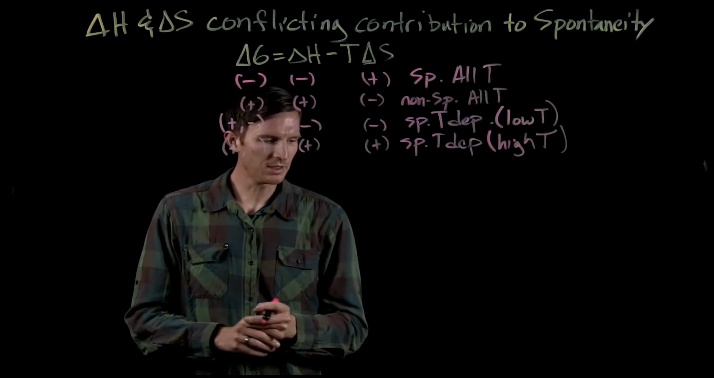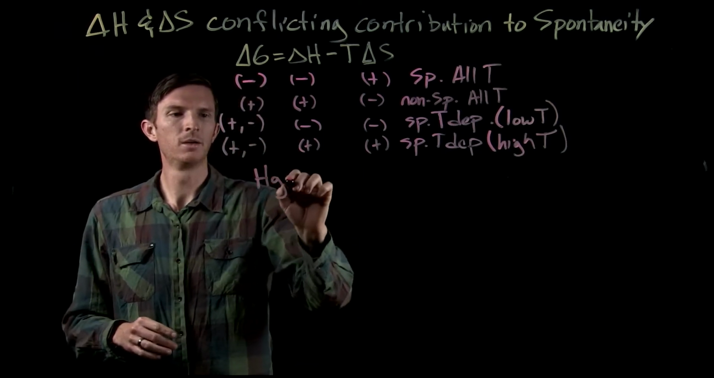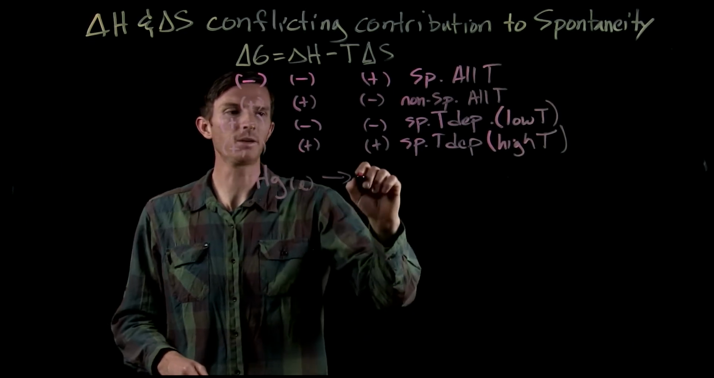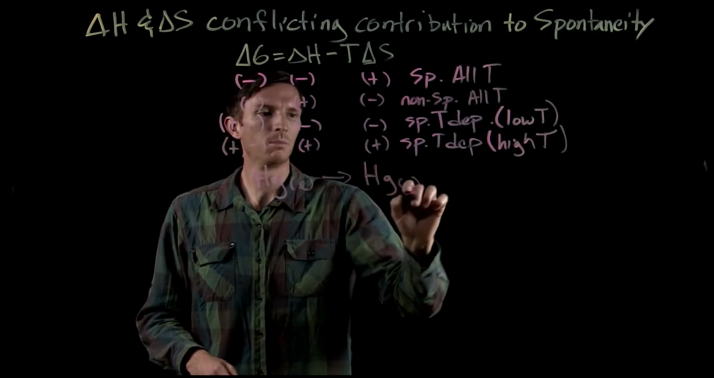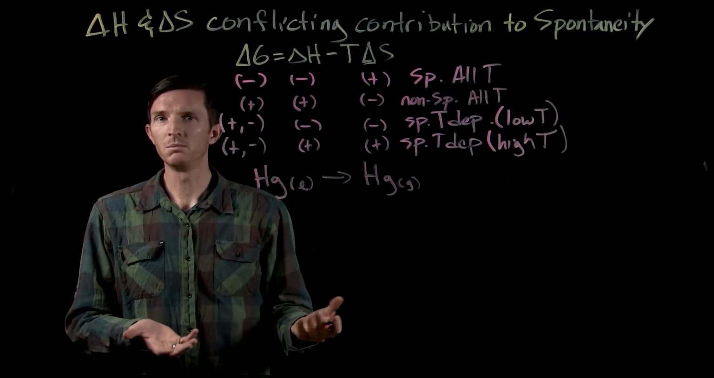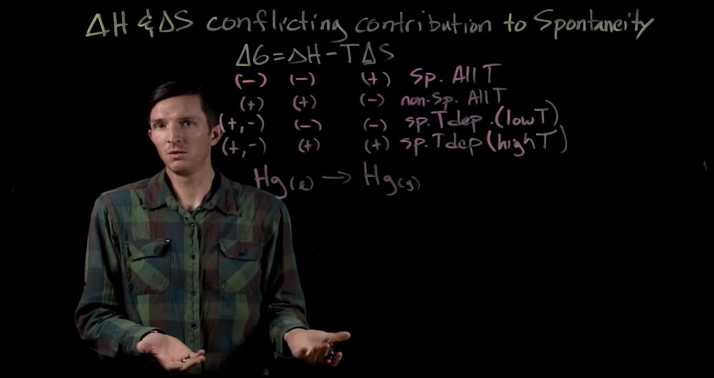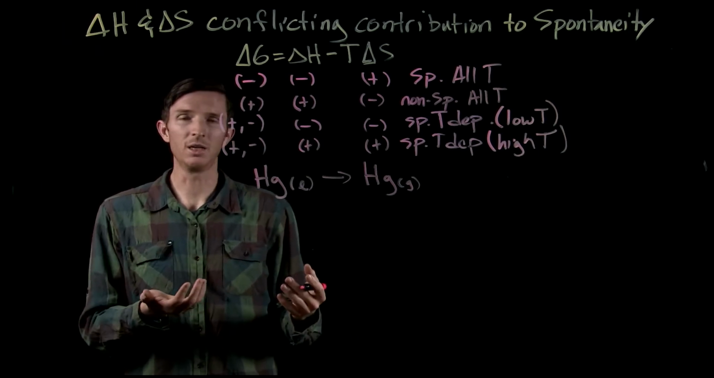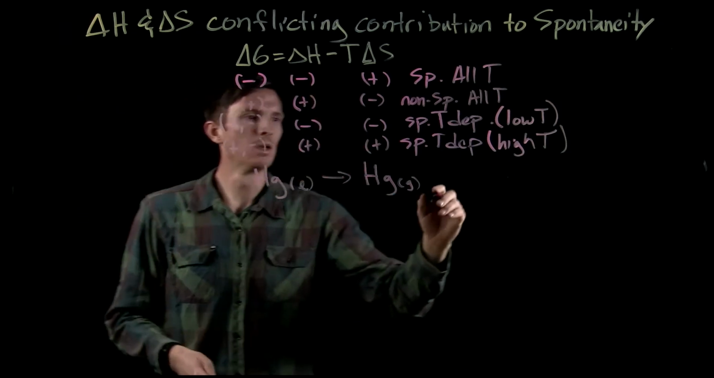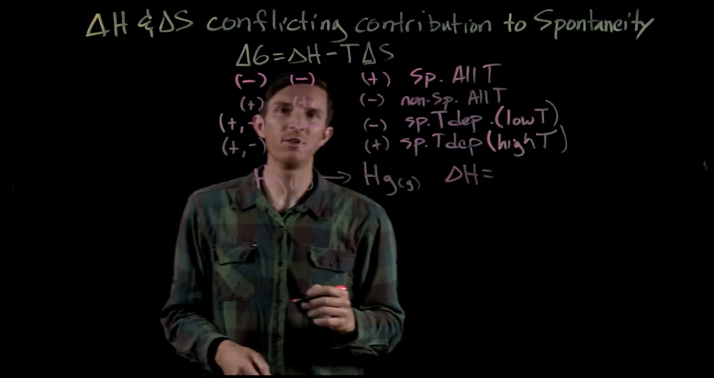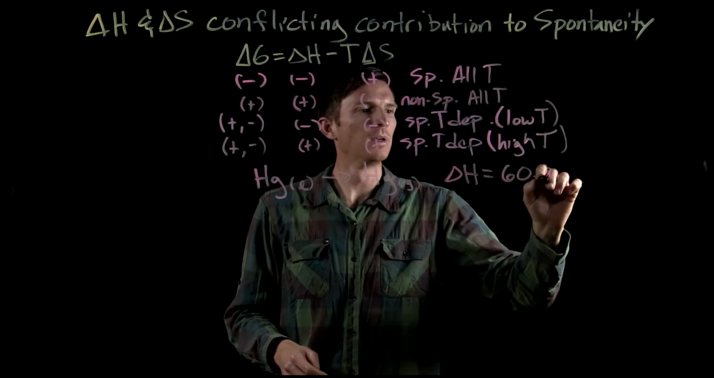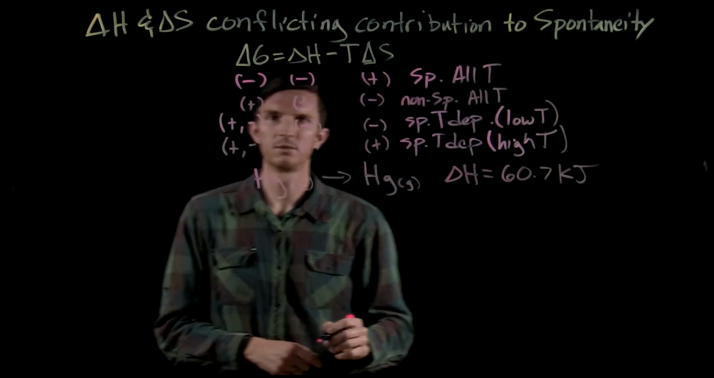Okay, so let's say we're going to deal with mercury undergoing evaporation. Okay, so mercury liquid to mercury as a gas. Okay, now we think about this. If you have water evaporate, we think, is the enthalpy negative or positive? Well, that enthalpy, what we're going to see, is positive. We have to add energy in to make something evaporate. So if we actually looked at the enthalpy change of this process, we would see that it is positive 60.7 kilojoules.